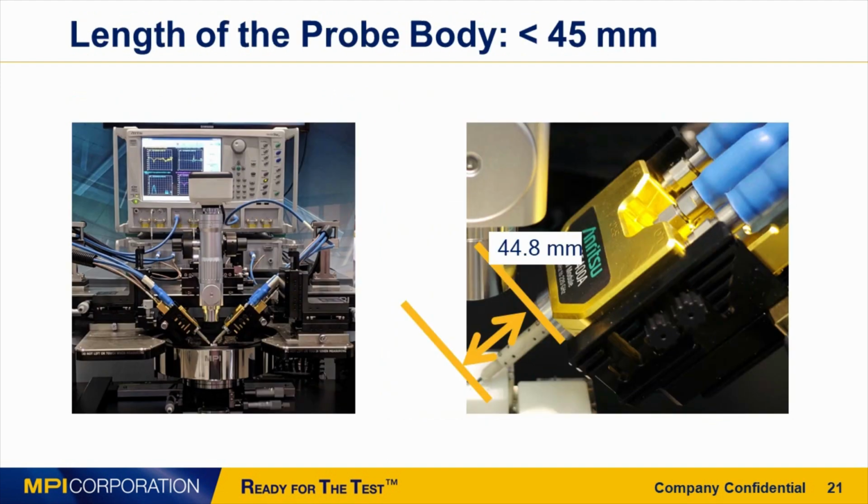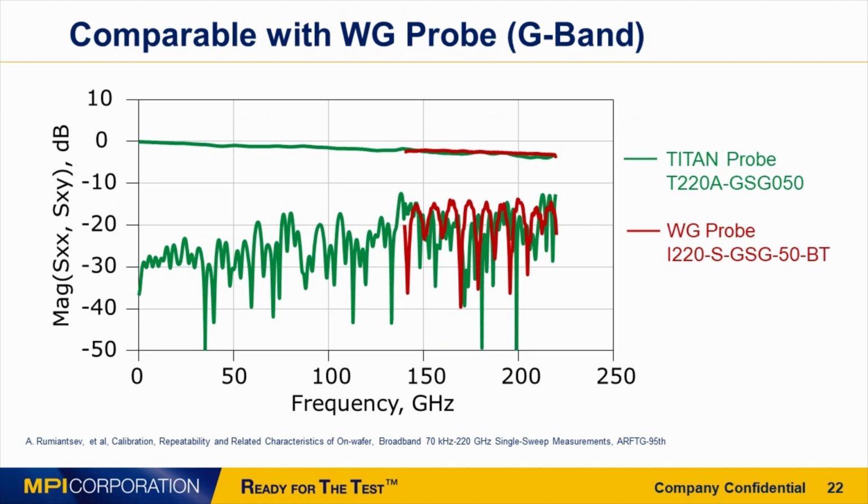The length of the probe body is shorter than 45 millimeters. It is an optimum trade-off between ease of probe integration on a probe system on one hand and low probe insertion loss required for good system characteristics on the other hand. This graph shows the typical insertion and return loss of a 220 GHz probe, green traces, compared to a conventional G-band waveguide probe, red traces. Both probes are of the same pitch of 50 micron. Probe characteristics are comparable. These ensure cross-comparison with data that were previously measured on a traditional system using conventional waveguide probes.